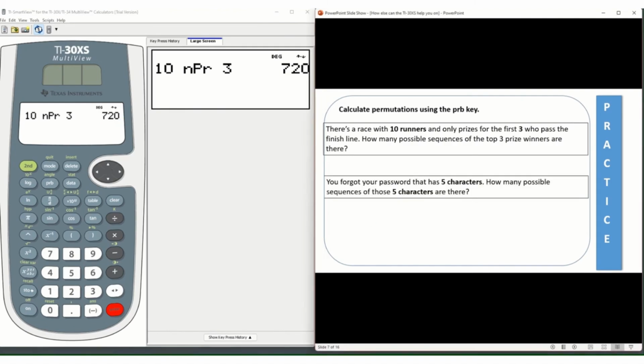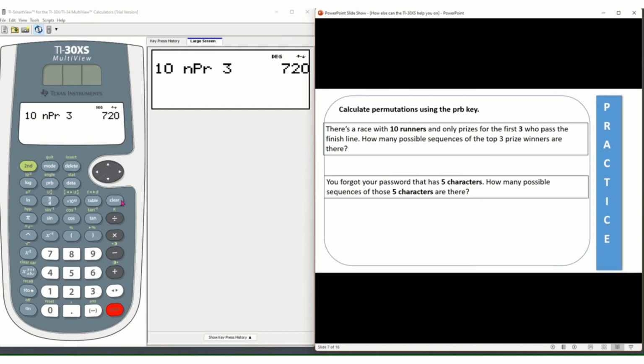Let's try another one. You forgot your password that has 5 characters. How many possible sequences of those 5 characters are there? So this is interesting because you're going to be like, hey, neither one is larger than the other. That was what kind of was helping me out. This isn't any different, folks, than the permutation or combination examples we saw. Okay, the larger group is 5. There's 5 characters, and they want to know how many sequences of those 5 characters are there.